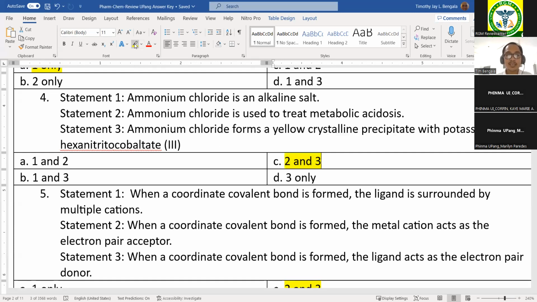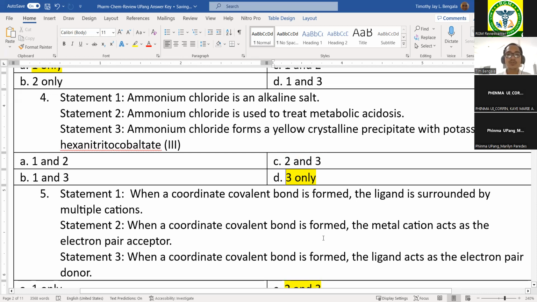Ammonium chloride is acidic. So hindi siya pwedeng pang-treat ng acidosis. Pang-treat siya ng alkalosis. Okay, so statement 2 is incorrect. So correct answer is itong number 3. Yung next na statement, ammonium chloride forms a yellow crystalline precipitate with potassium hexanitritocobaltate. And that is the correct answer.